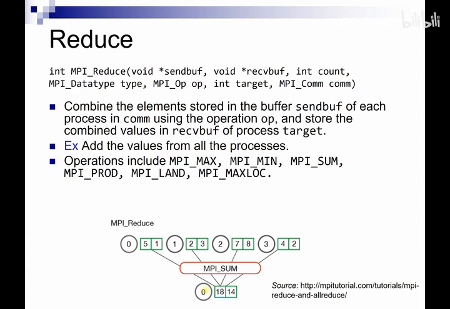In process 0, because it's the target, it's actually going to collect a bunch of data from the other processes and then add them up. The other non-target processes, when they do the reduce, are just going to send their value to the target process. So this is just like the broadcast, where everybody calls the same function, but the actual procedure you go through depends on whether you're the target or not.